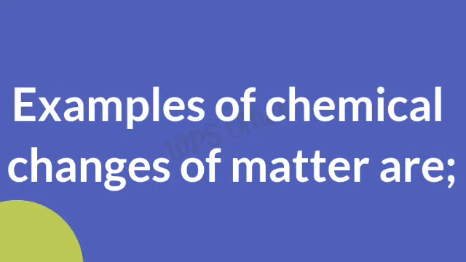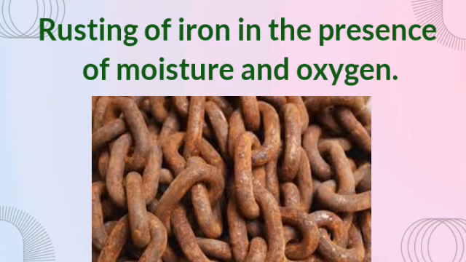Next, examples of chemical changes of matter. Number one, rusting of iron in the presence of moisture and oxygen. Rusting is caused when water mixes with oxygen. It causes the rusting of iron.